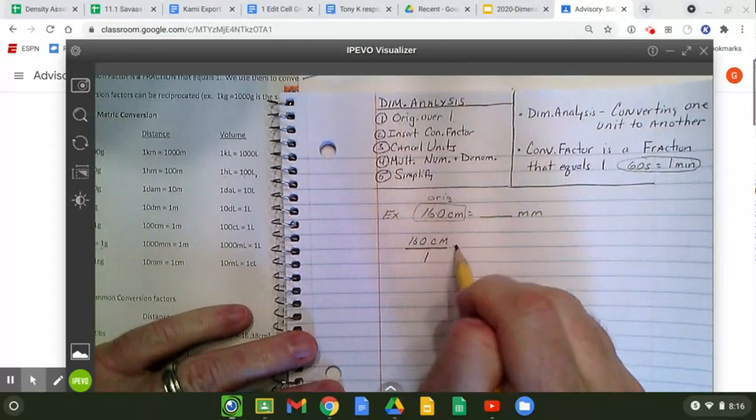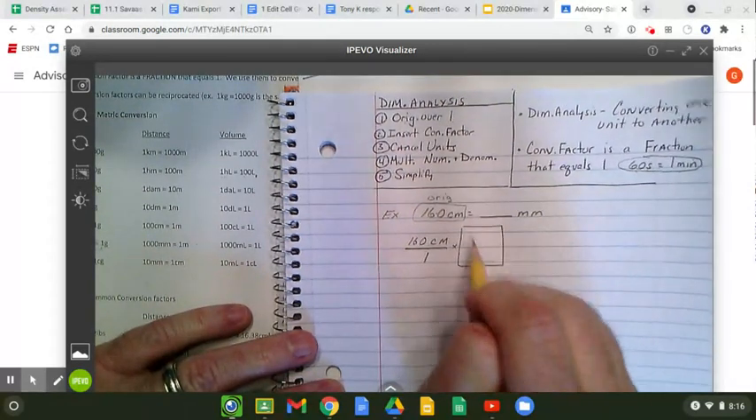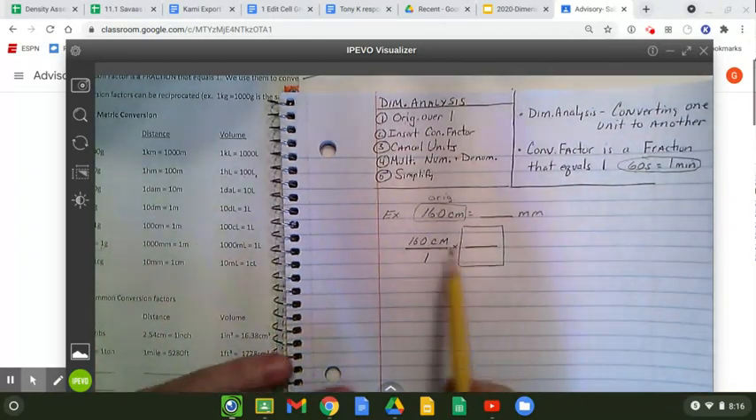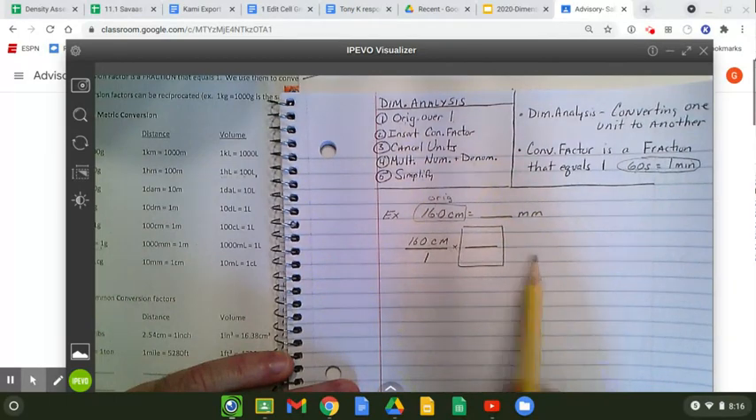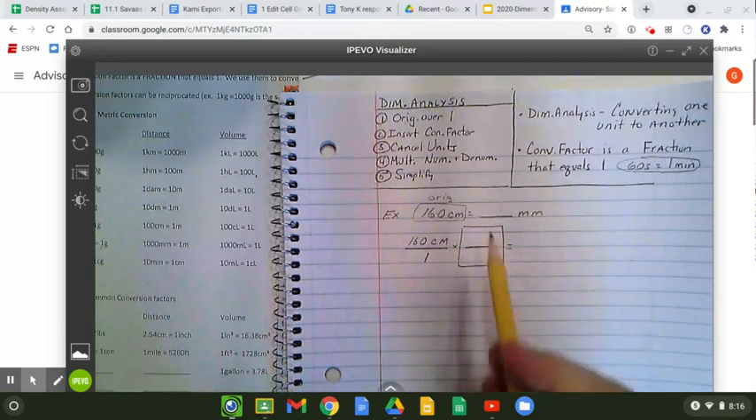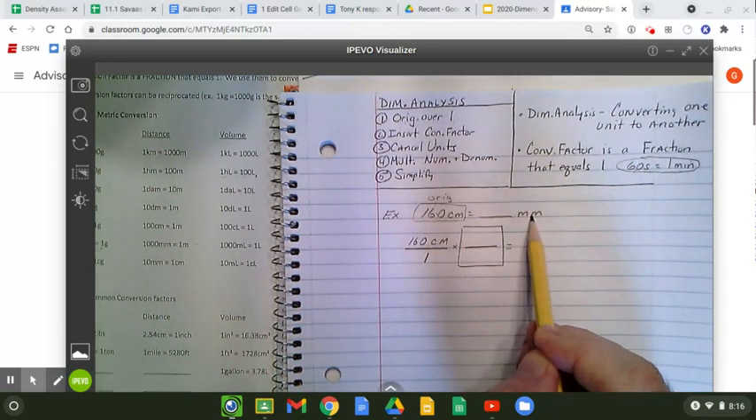Then I'm going to insert a conversion factor. I'm just going to put a box here so that I know, and then I'm going to put my fraction line. Now keep in mind, I'm using line paper so that everything that's on this line is my numerator, and everything on the line below is my denominator. So I'm trying to keep it neat and simple.